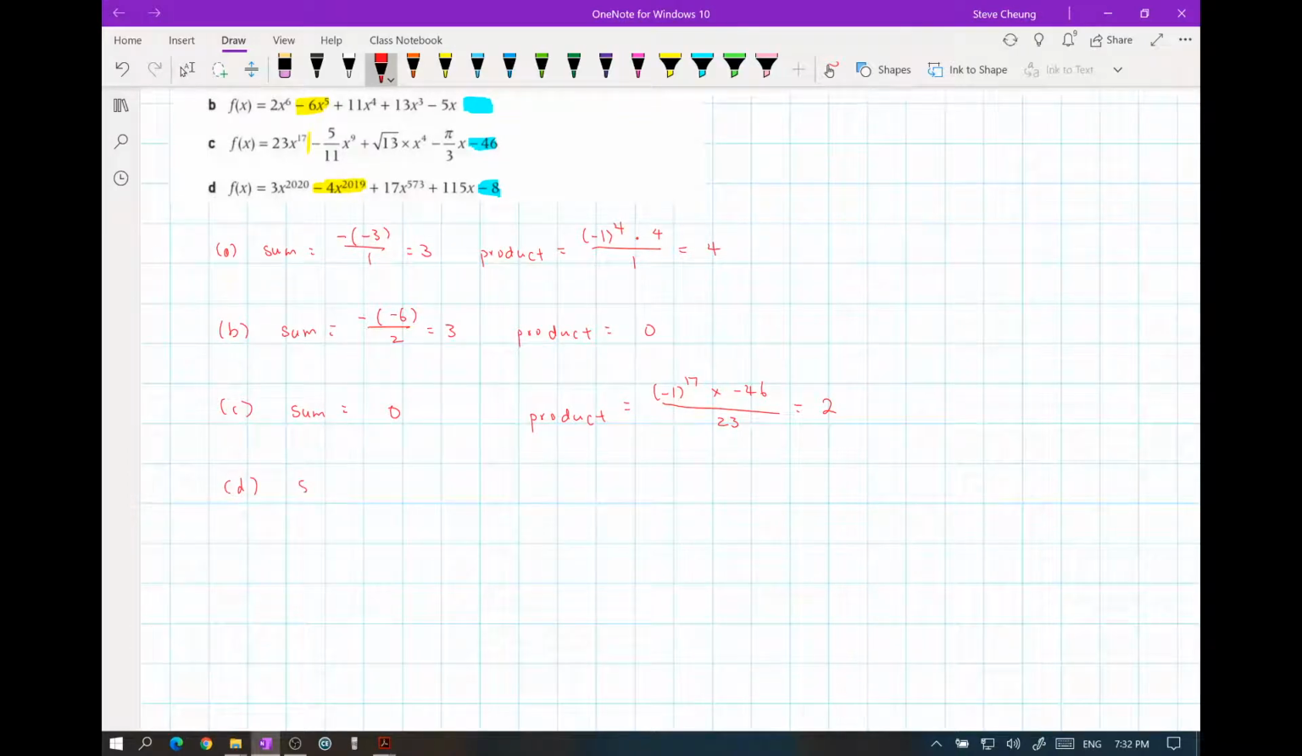And for D, the sum is going to be -4 over 3. Oh, sorry, negative -4 over 3. So let's do negative -4 over 3, which is 4/3. And the product would be, okay, this is an even number, so I know that's going to be a positive there, times the -8 over 3. So that's just -8 over 3.